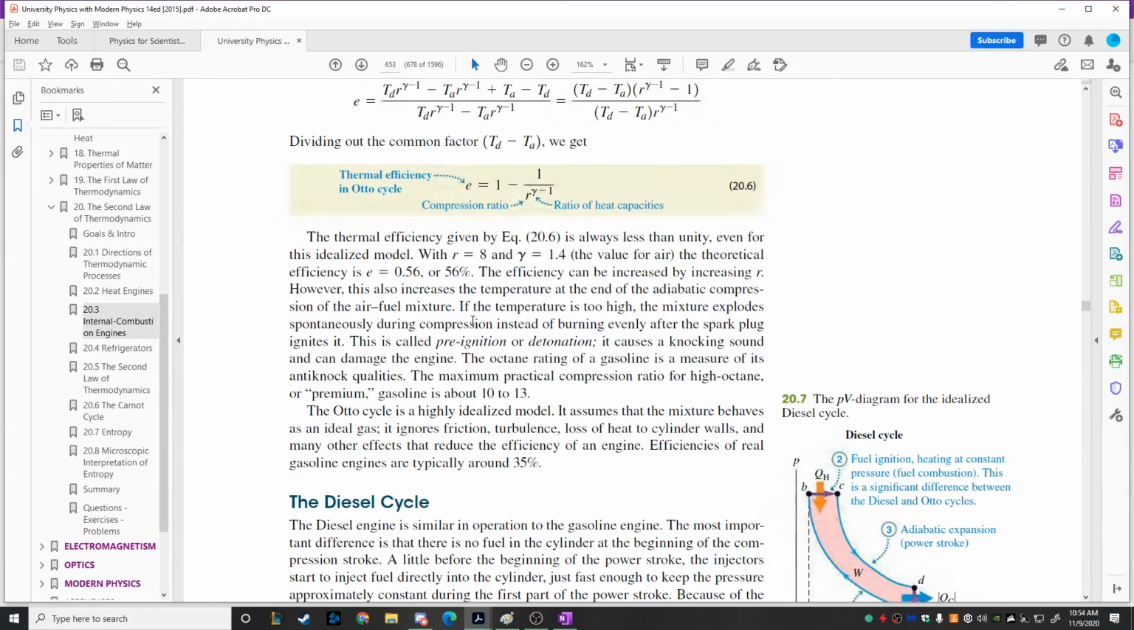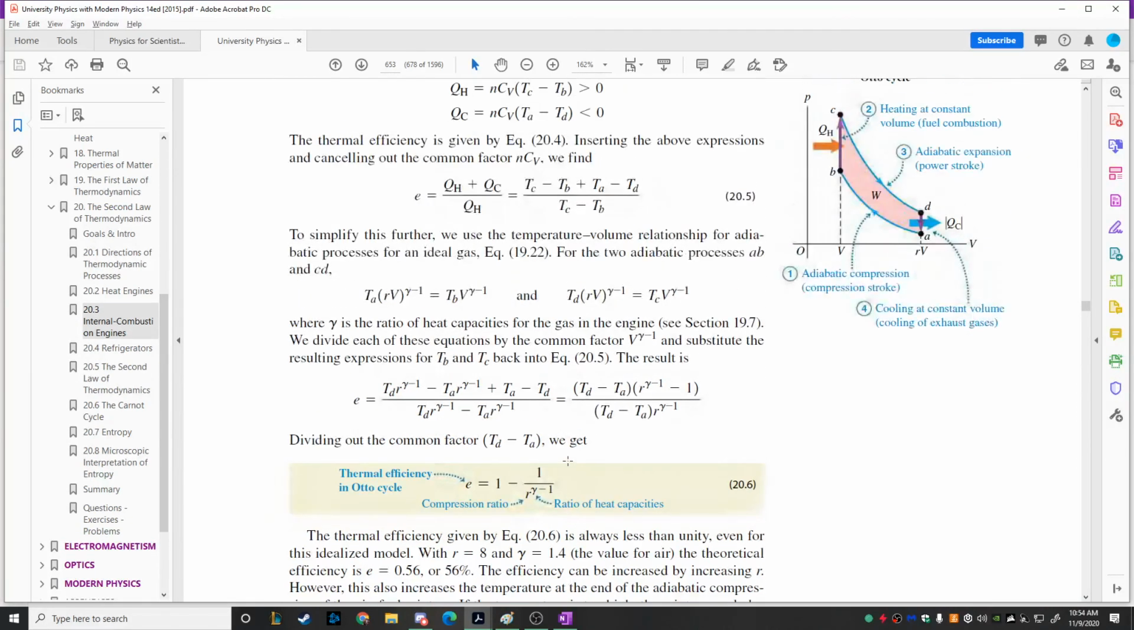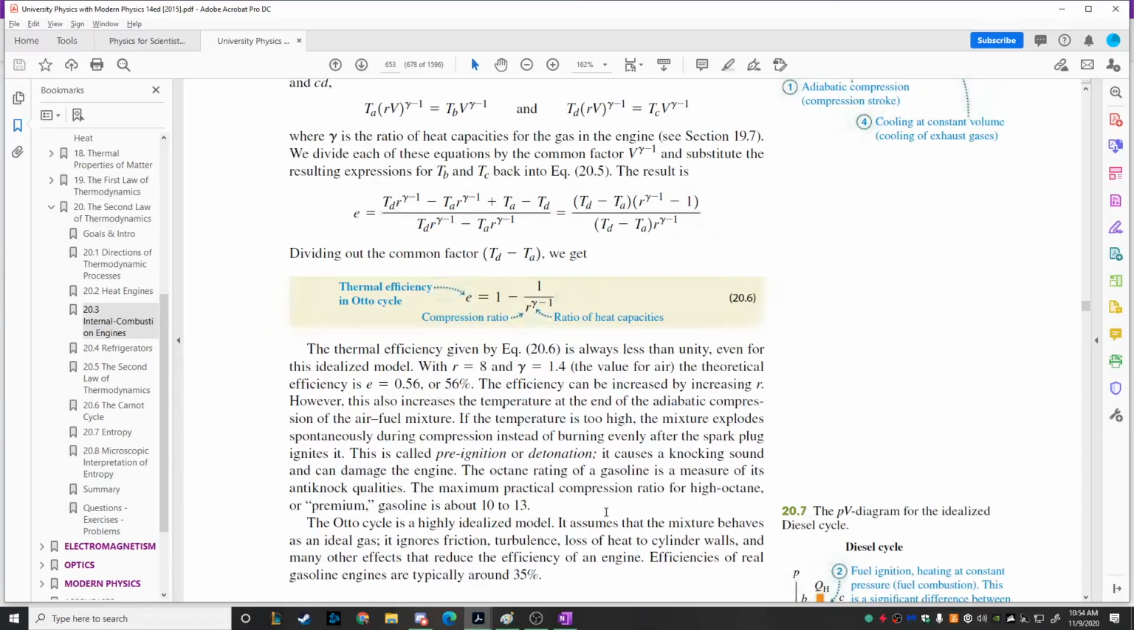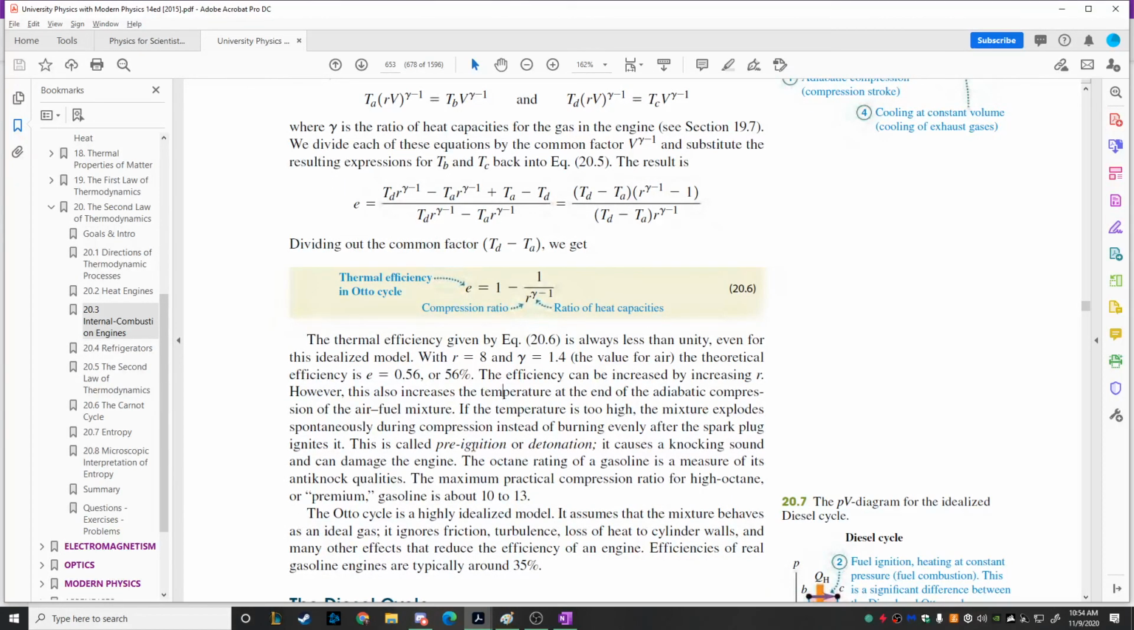If the temperature is too high, the mixture explodes spontaneously during compression instead of burning evenly after the spark plug. So I guess that during the compression part here, if it goes from too large a volume to too small a volume, it will just automatically ignite, and that prevents this kind of even expansion that they expect. And it says this is called pre-ignition or detonation, and it causes a knocking sound and can damage the engine. Octane rating of a gasoline is a measure of its anti-knock qualities.